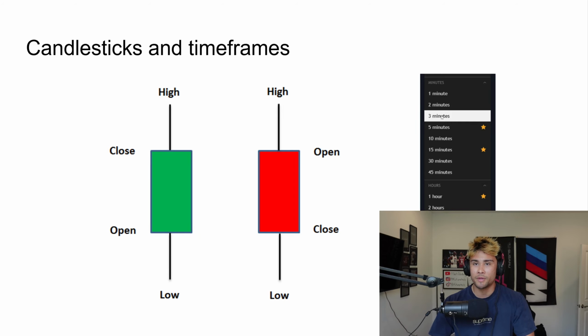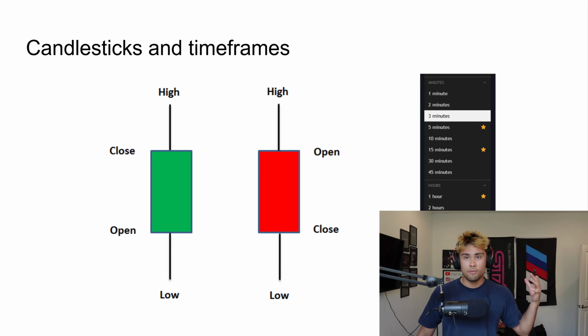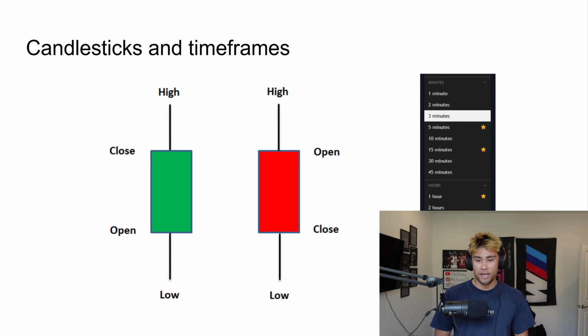I'm just saying 3 minutes repeatedly because that's what we're using as an example in this scenario for me to explain it to you guys. But that ultimately means in that 3 minutes or whatever time frame you're on, like I just said, price moved down, and that is represented by a red candle.